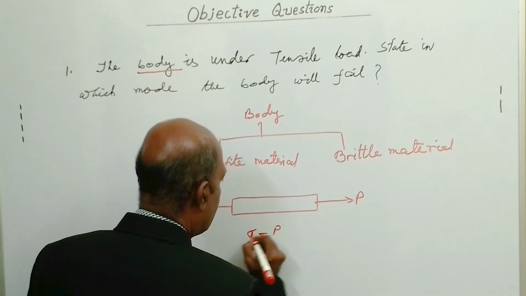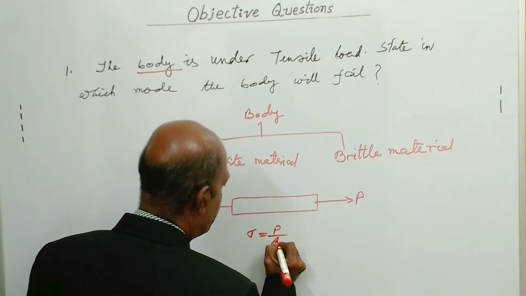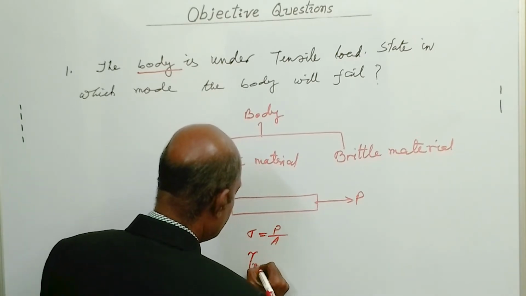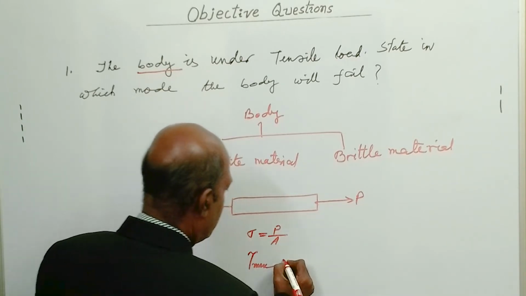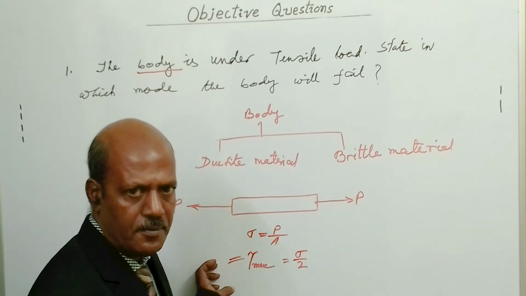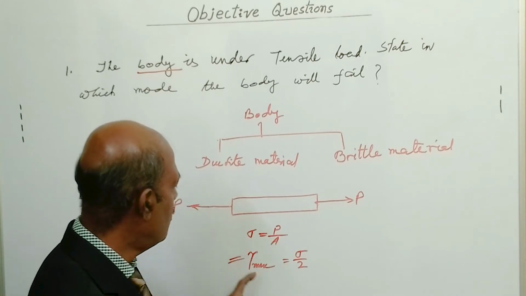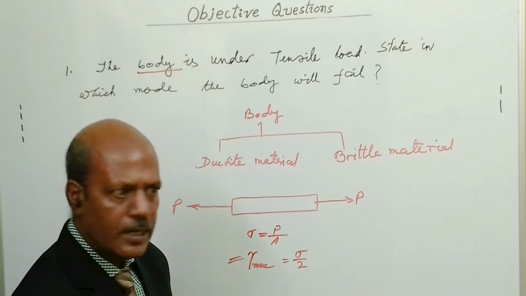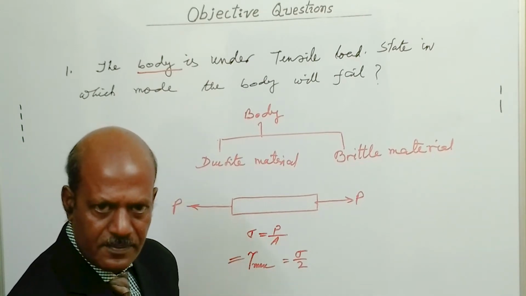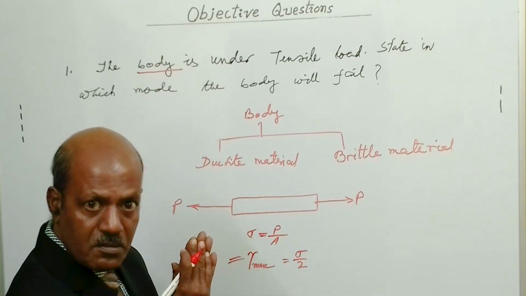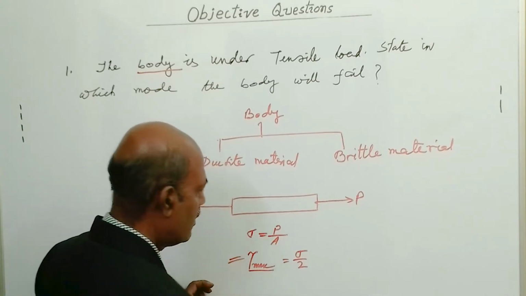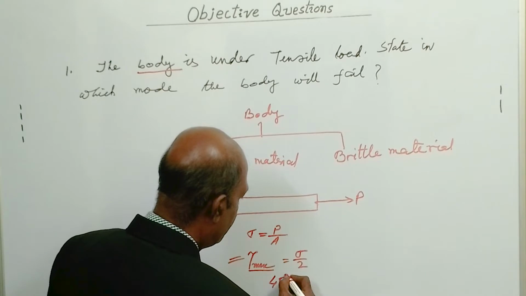So the stress developed in the body, that is normal stress developed in the body, is given by the resistance developed in the body by cross sectional area, and maximum shear stress developed in the body is given by tau max. It is sigma by 2. This derivation we will see later. So tau max for unidirectional load will be sigma by 2. That is, normal stress developed is sigma, and sigma by 2 is the maximum shear stress developed.